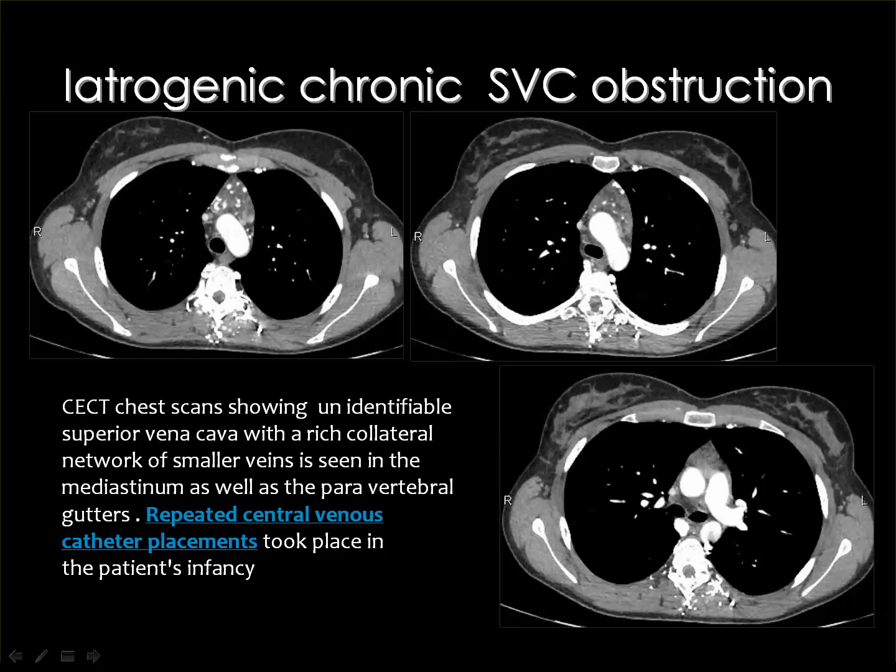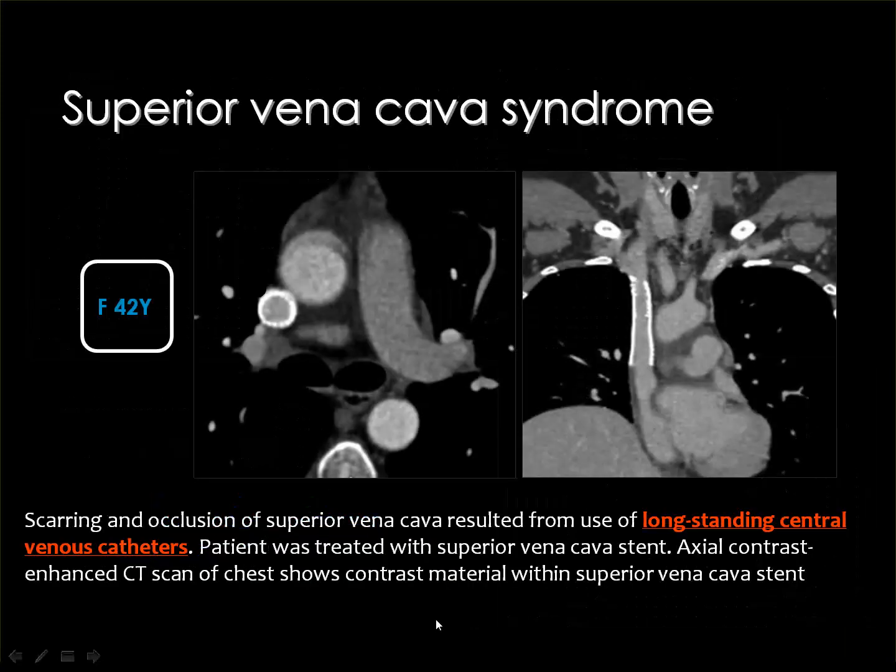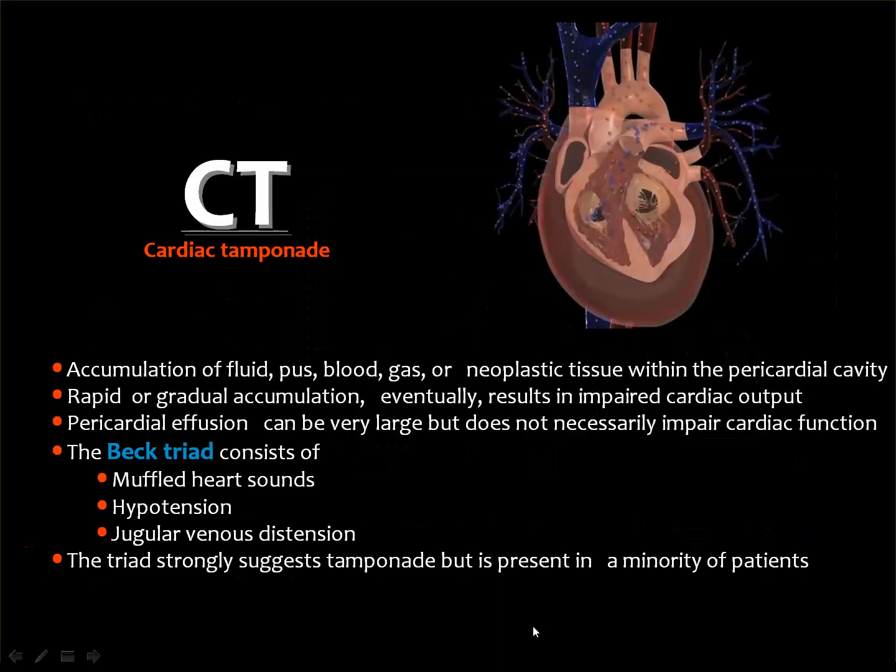And this is a case of iatrogenic superior vena cava obstruction due to repeated central venous catheter insertion. Here you see the enhancement of the aortic arch, but you cannot see the enhancement of the superior vena cava. Instead, you see multiple dilated collaterals in the mediastinum and also in the chest wall. One of the ways to overcome the superior vena cava syndrome due to obstruction is to put a stent within the superior vena cava to maintain its patency.